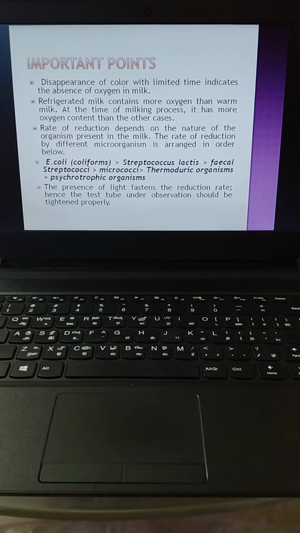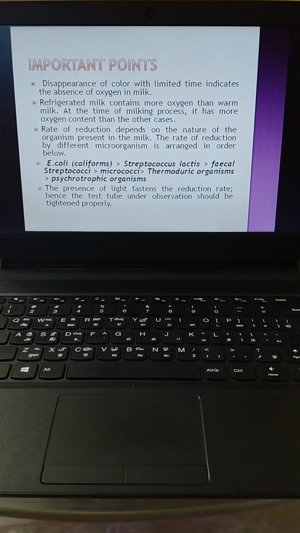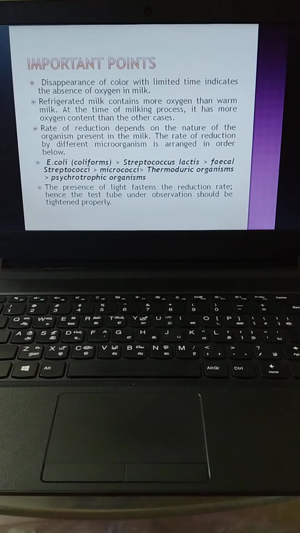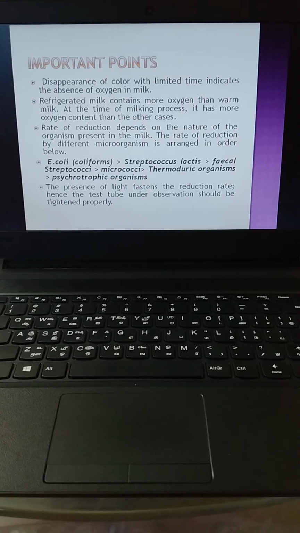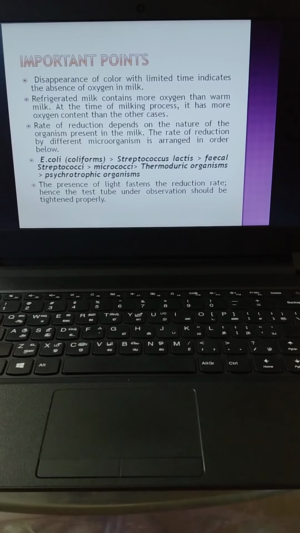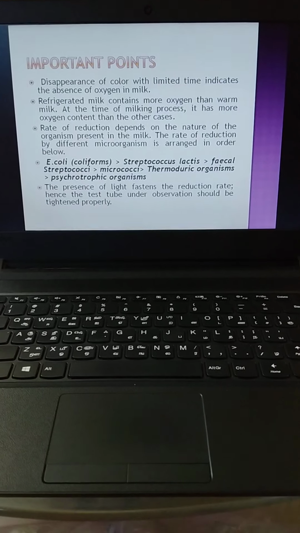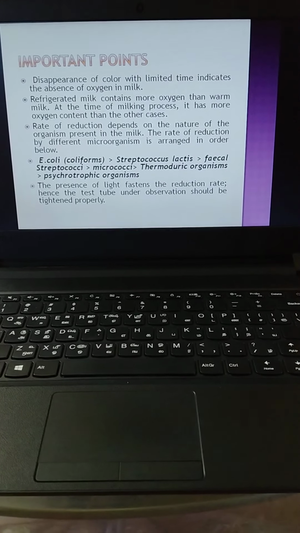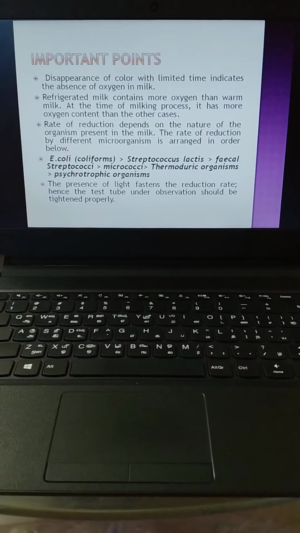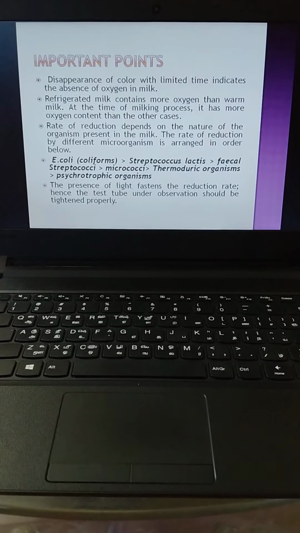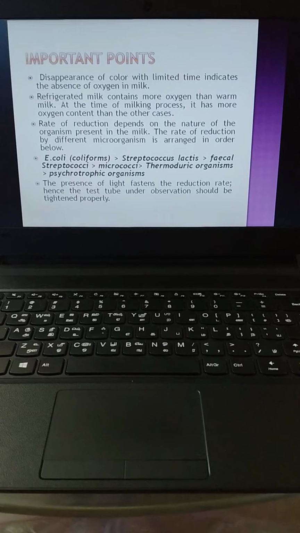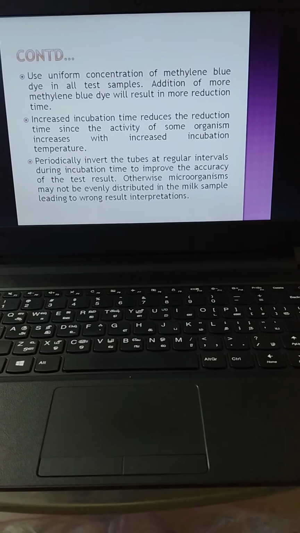It will be from E. coli, which will have a greater level than Streptococcus lactis, than the fecal Streptococcus, than the micrococci, than thermoduric organisms. So this is the higher order of the amount of microorganisms that will be present in the milk sample that is being considered. If there is presence of light, then it will hasten the reduction rate. Hence, whatever test tube you are going to keep under observation should be tightened properly so that there won't be a large amount of light falling into the test tube.